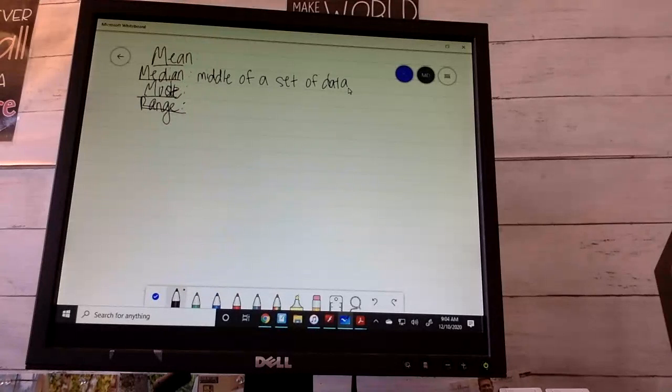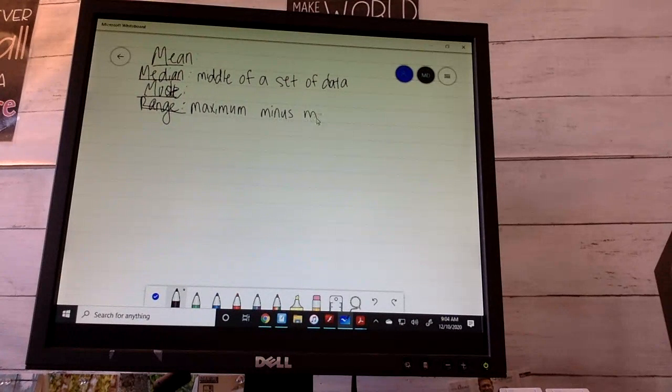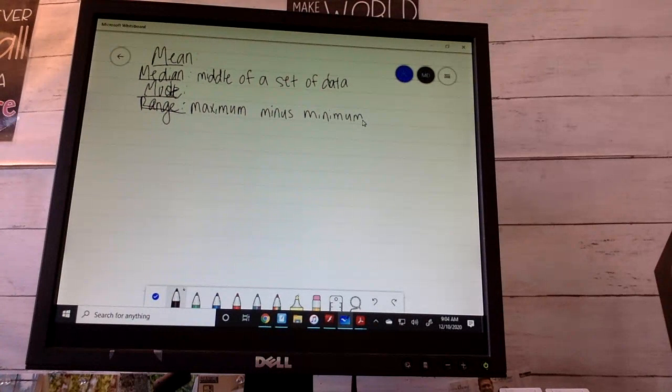Who knows another one? Quinn. Okay, so it's the maximum minus minimum. And I assume we know the maximum and the minimum means the biggest and the smallest number in the set of data. Samantha.